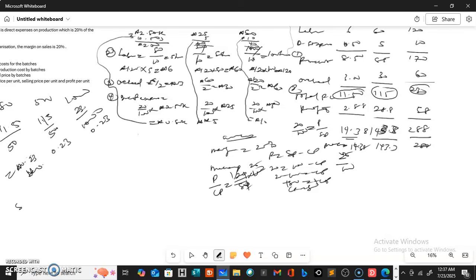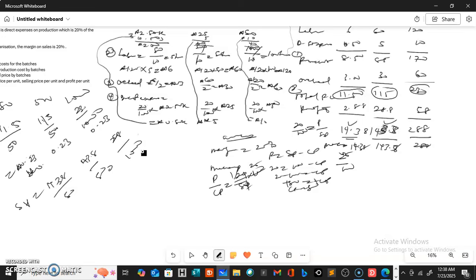So selling price per unit equals, since we are selling this as 14.38, or 143.8, and 288. So for the batch of 50, it's 14.38 over 50. The next one, 143.8 over 500, and the next one equals 288 all over 1000.